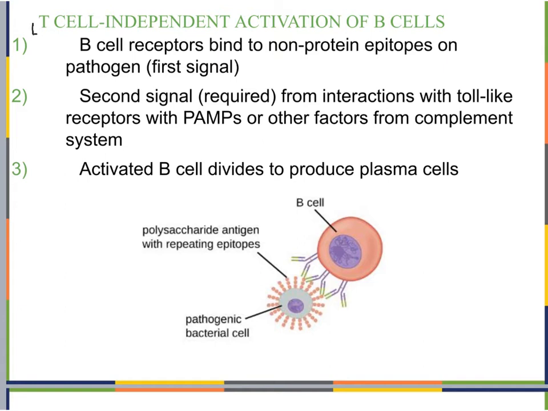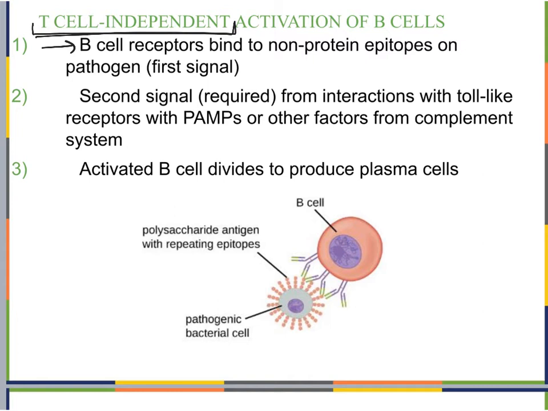So then we have our T cell independent activation of B cells. What we just looked at was T cell dependent. The B cell has to depend on a T cell in order to become activated. In this case, we're going to see T cell independent activation, so it doesn't have to have a T cell in order to be activated.